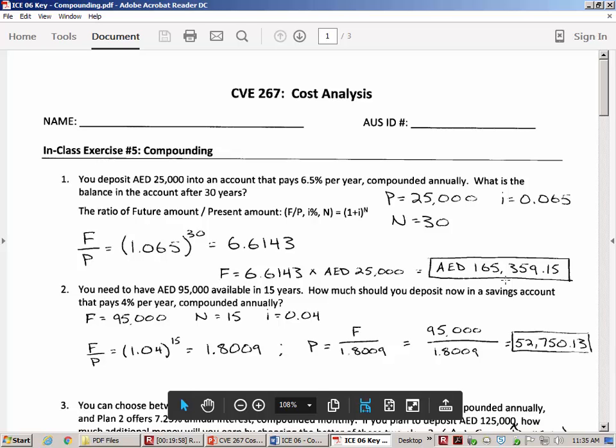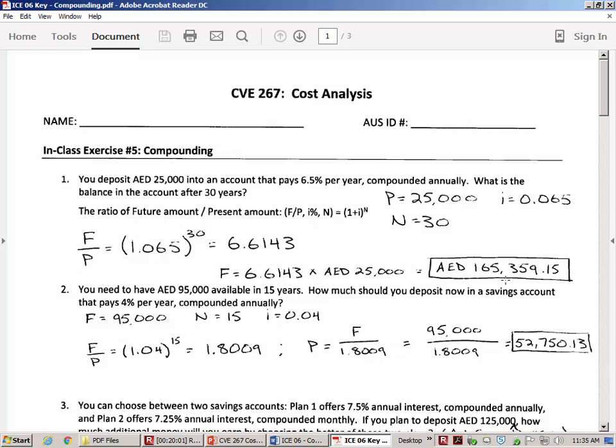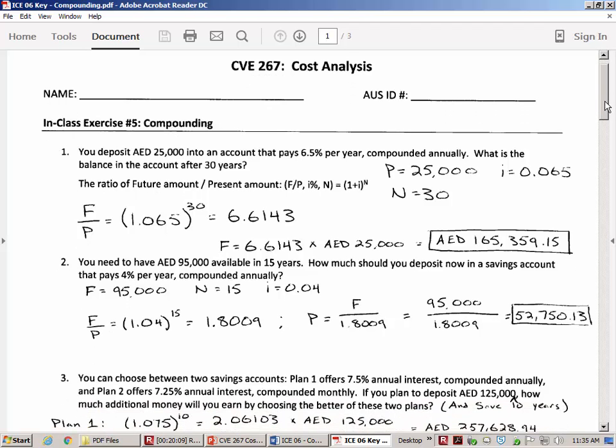If you leave it in for a long time, the interest is earning interest. And that's when you can really get a huge amount accumulating. Any questions on the first one? The second one is likewise relatively simple. We've got 95,000 dirhams that we need to have. That's the future amount in 15 years. And it's 4% per year compounded annually. So I is just 0.04. Same, substituting into the factor, but this time we're solving for the present instead of solving for the future. So that one gives us 52,750 that we have to put in now.